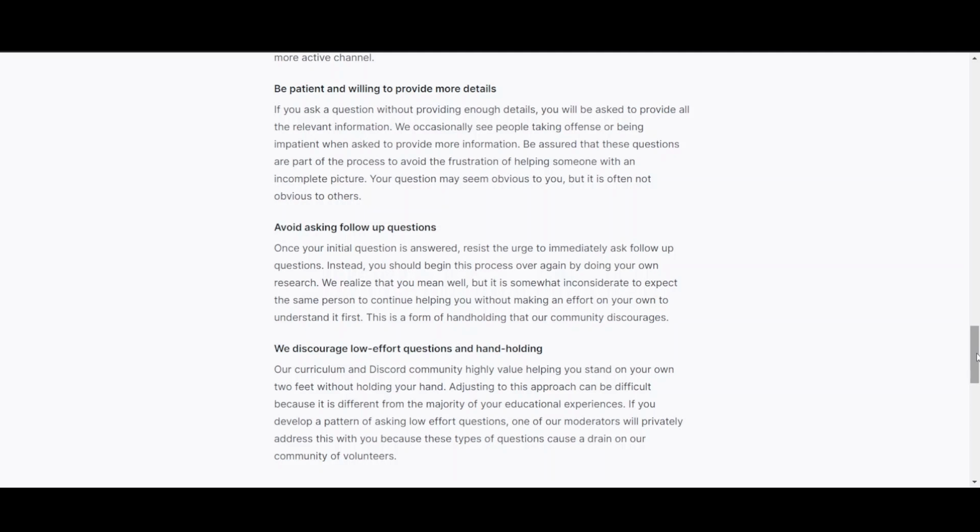If you develop a pattern of asking low-effort questions, one of our moderators will privately address this with you because these types of questions cause a drain on our community of volunteers. But, again, this is good in the long term because you will develop and learn things you wouldn't if you just had someone always handing you the right and perfect solution for every little thing.